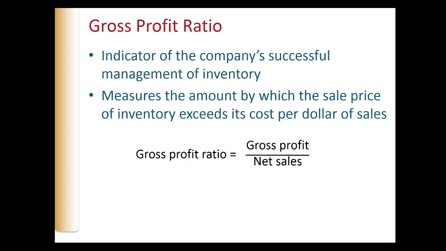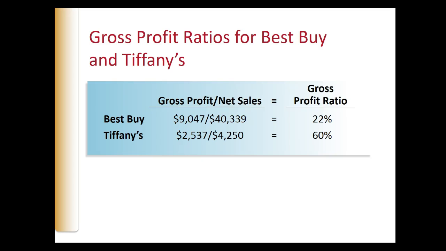Another important indicator of the company's successful management of inventory is the gross profit ratio. It measures the amount by which the sales price of inventory exceeds its cost per dollar of sales. We calculate the gross profit ratio as gross profit divided by net sales. Net sales equals total sales revenue less sales discounts, returns, and allowances. The higher the gross profit ratio, the higher is the markup a company is able to achieve on its inventory.